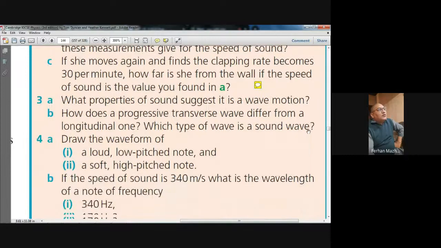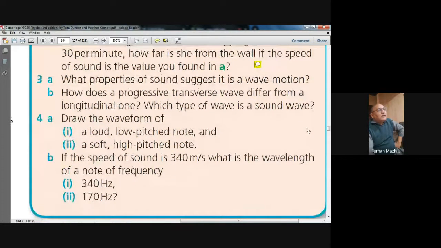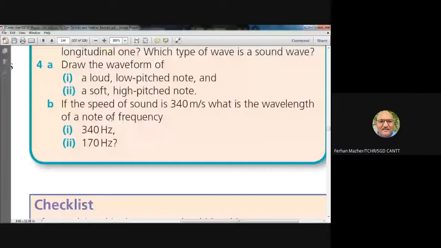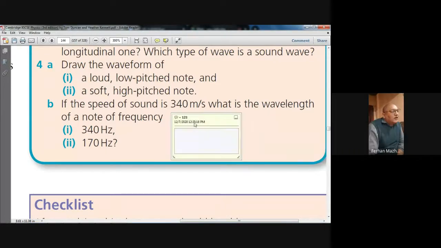Okay, so see this question number 4, its B part we can do. He says if the speed of the sound is 340 meter per second, what is the wavelength of the note of the frequency? Let me do this. Okay, so we know that V is equal to F lambda. It means the speed is equal to frequency multiplied by wavelength.